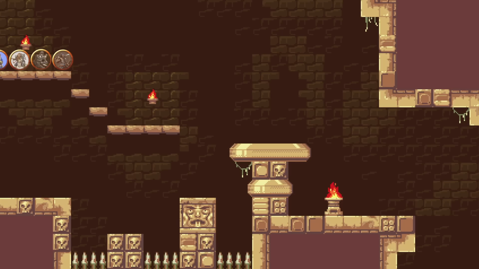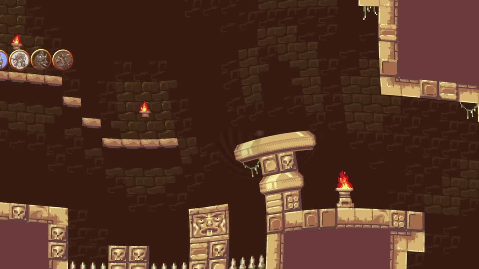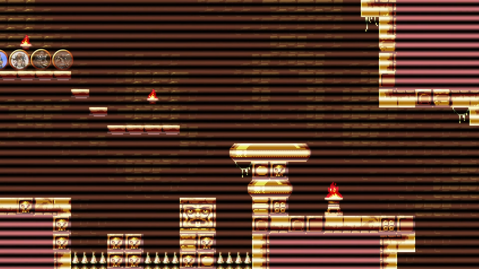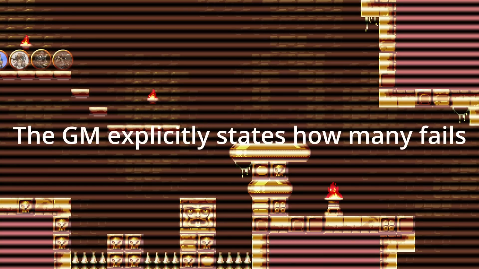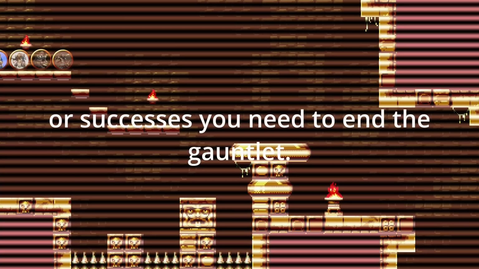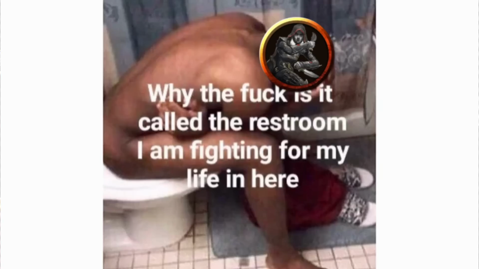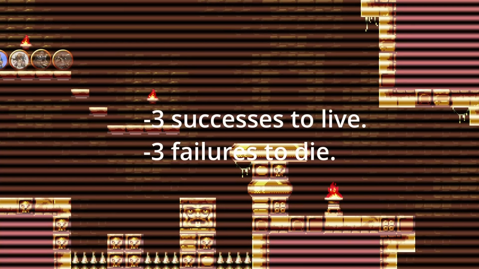The party wants to give chase, and the GM calls for a skill challenge. A skill challenge is in a larger category known as a gauntlet roll. Gauntlet rolls are simply several rolls used to determine the outcome of a single event. The GM explicitly states how many failures or successes are needed to end the gauntlet. The most common gauntlet roll that you don't think of as a gauntlet roll is death saving throws. Death saving throws are a gauntlet for a single person: 3 successes to live and 3 failures to die.